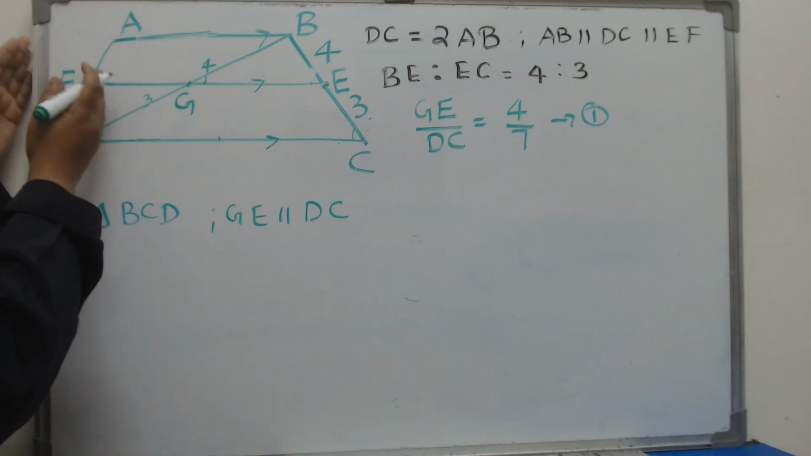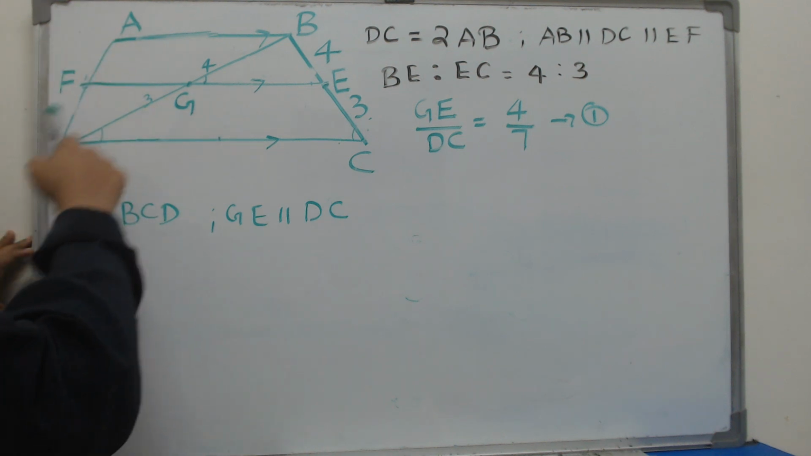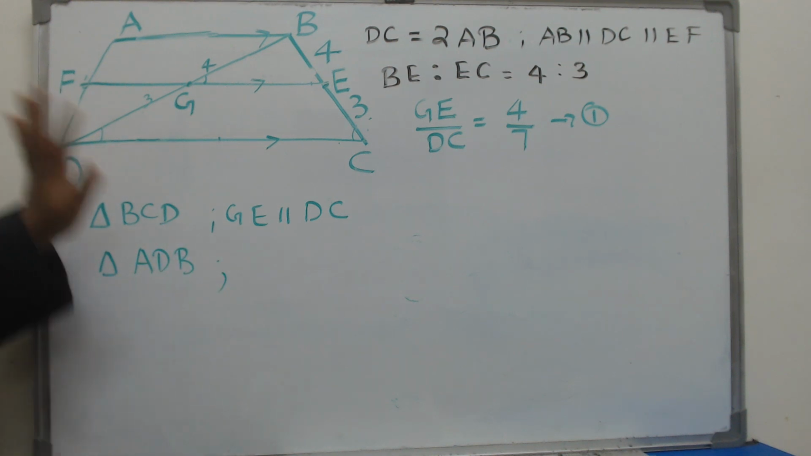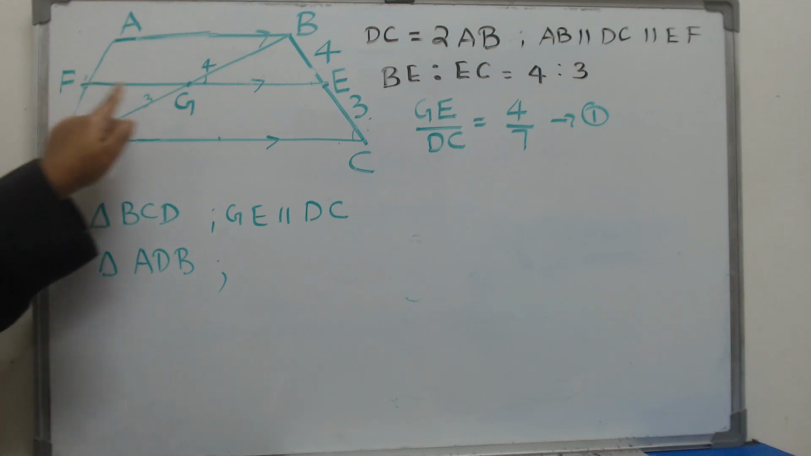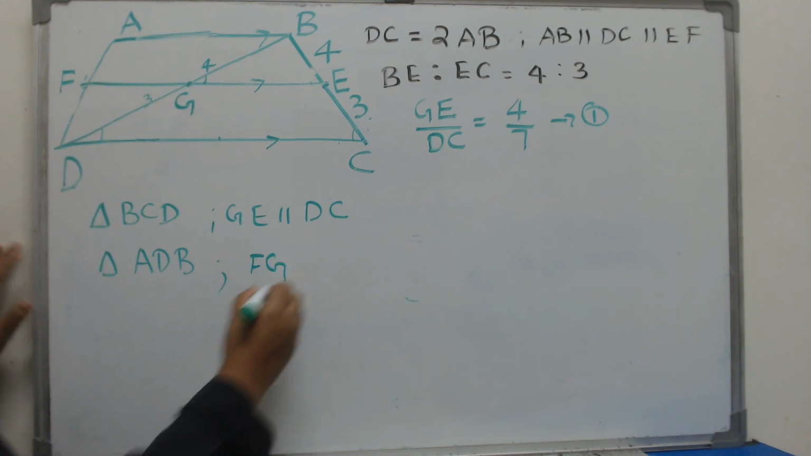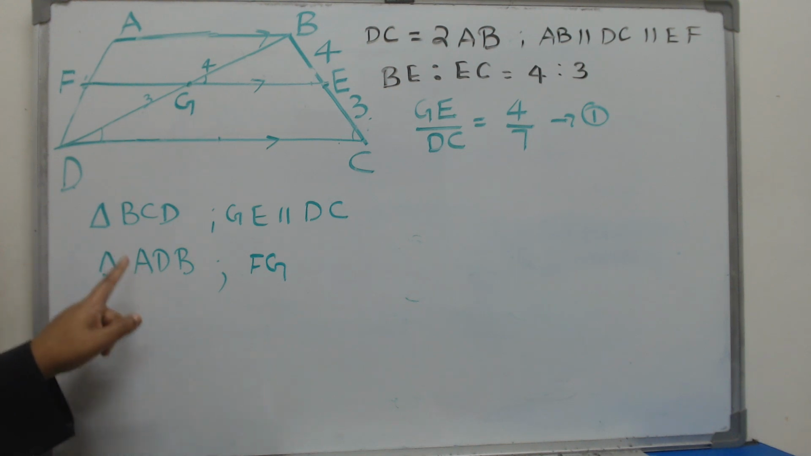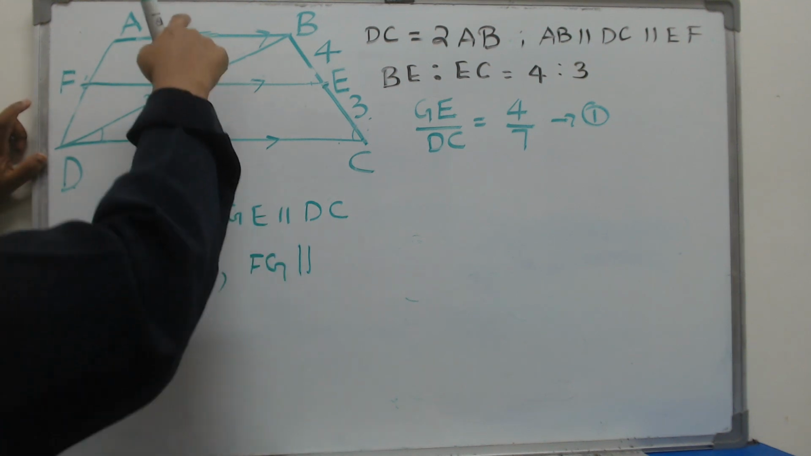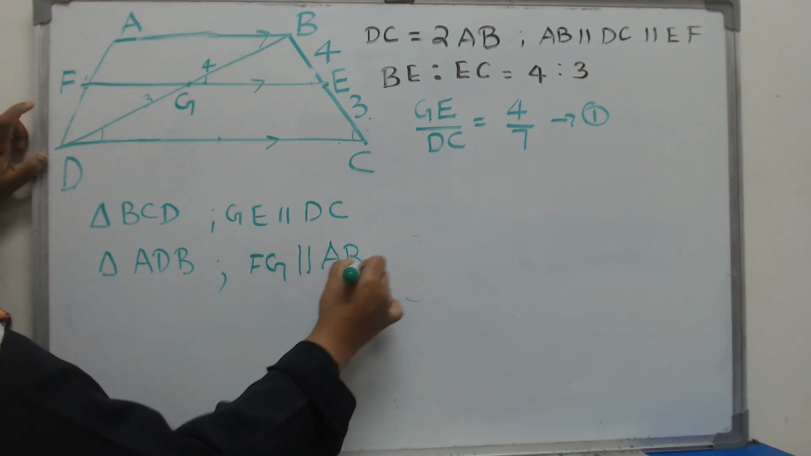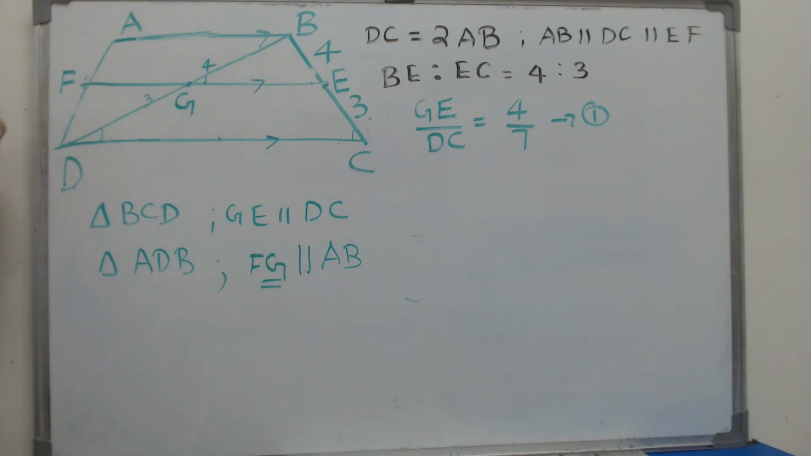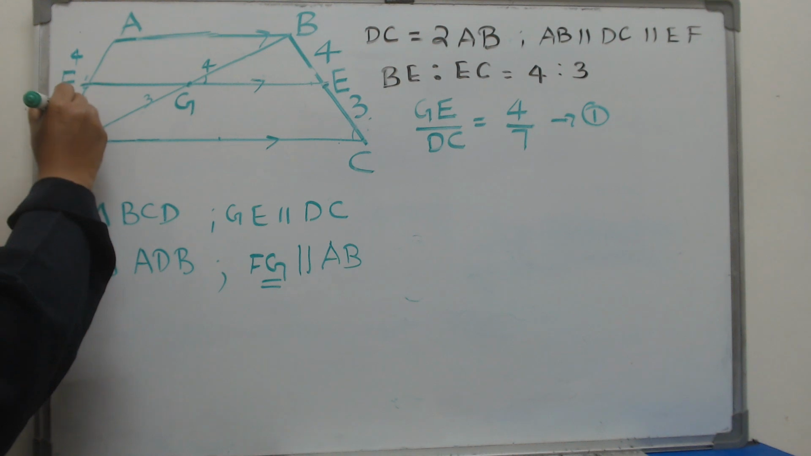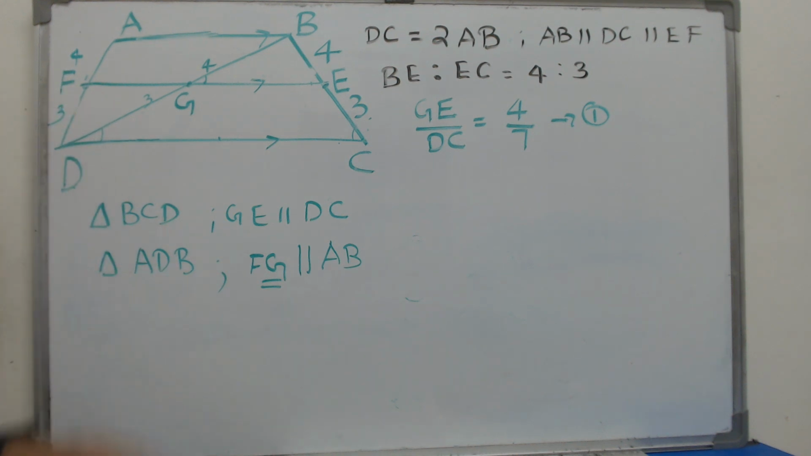Now jump to this side. Consider this triangle ADB. What happens there? ADB also, the same story is repeated, but now it is with FG. You have a triangle ADB, and you have a line inside that triangle which is parallel to one of its sides. Then what will that line do? It will cut the other two sides in equal ratio. That means if this is 4:3, this will also be 4:3. Keep it in mind. We will go on to the next part.